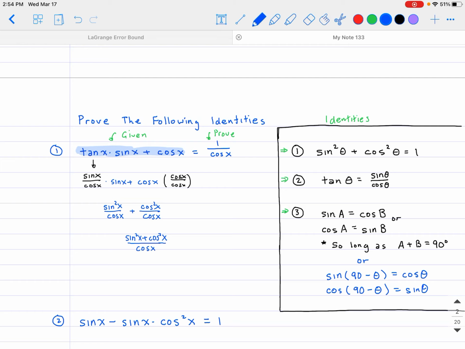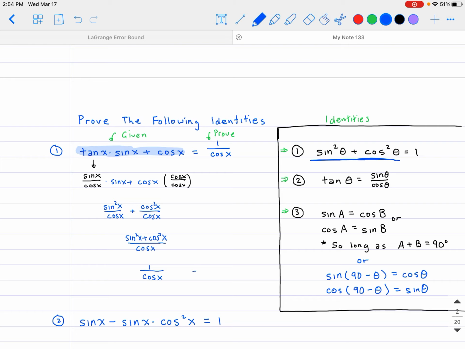And the answer is yes. Looking at the numerator, you'll see sine squared plus cosine squared of any angle is always going to be equal to 1. So that means I can replace the numerator with 1, and the denominator will stay the same.